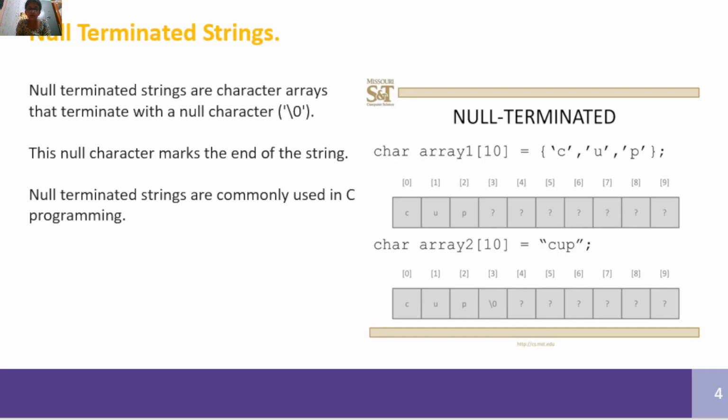Next we have null terminated strings. Null terminated strings are character arrays which terminate with a null character, \0. This null character marks the end of the string. Null terminated strings are commonly used in C programming. Examples can be illustrated like this.